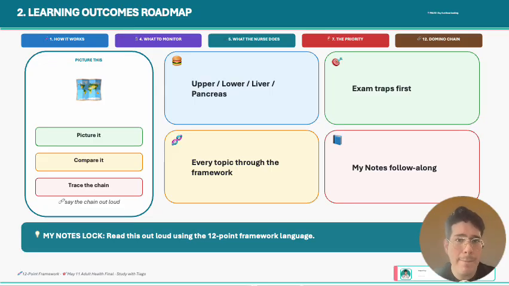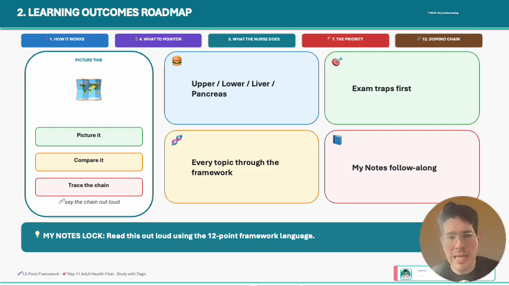For lower GI, I want IBS and IBD to become obvious. IBS is functional. IBD is inflammatory and structural. Then inside IBD, I want ulcerative colitis and Crohn's to separate cleanly. UC is colon only and continuous. Crohn's can be anywhere, has skip lesions, and is transmural.